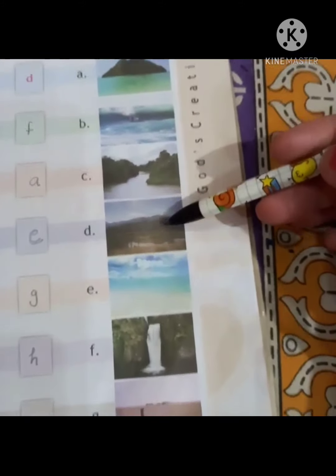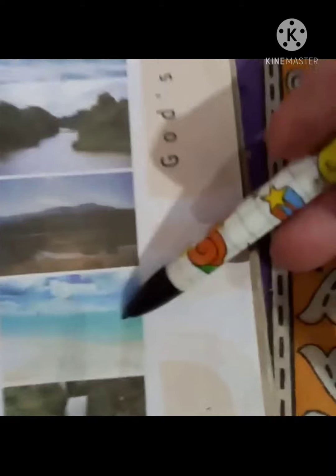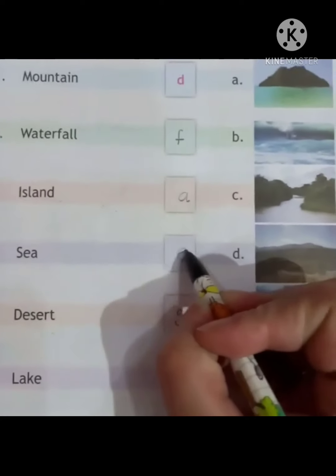Now the fourth one is C. Now my dear students, see where is C? Yes, it is C. So the number is E. We will write here E.